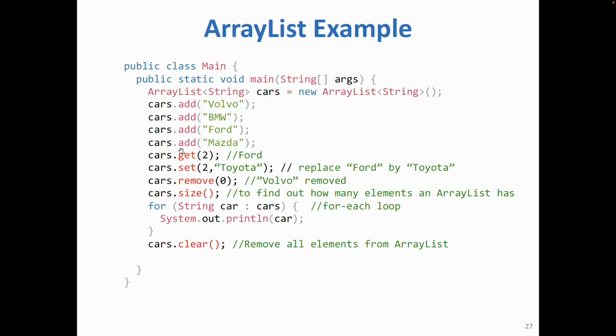Then if I say set 2 to Toyota, what does it mean? Well, basically it will replace the Ford, the item with the index 2, which is, again, now this is Ford, with Toyota. So I can immediately change that item. And then this remove 0 will remove the index 0, which means that the first one will be removed.